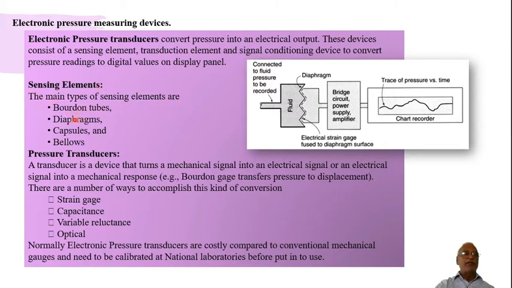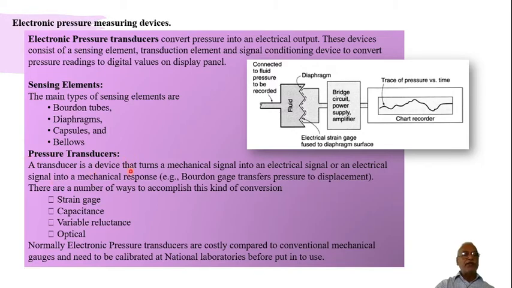You've seen how it is. Maybe a diaphragm, like here. With the diaphragm, when the fluid pressure comes, it gets deflected. Capsules and bellows. Now, pressure transducers.